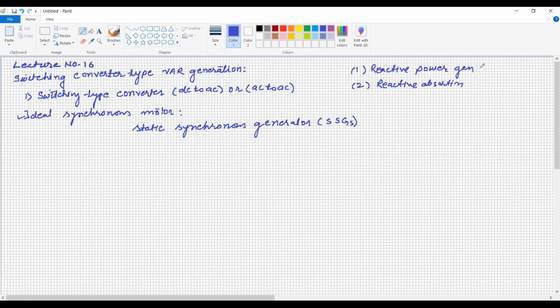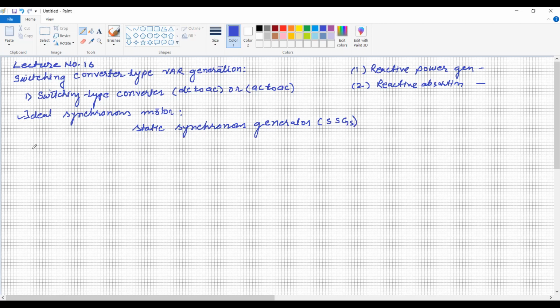We are delivering the reactive power, we are consuming the reactive power, and without storage, if it is done with the help of a static, that is the switching converter type, it is similar to the ideal static synchronous generator. So it is called an SSG.